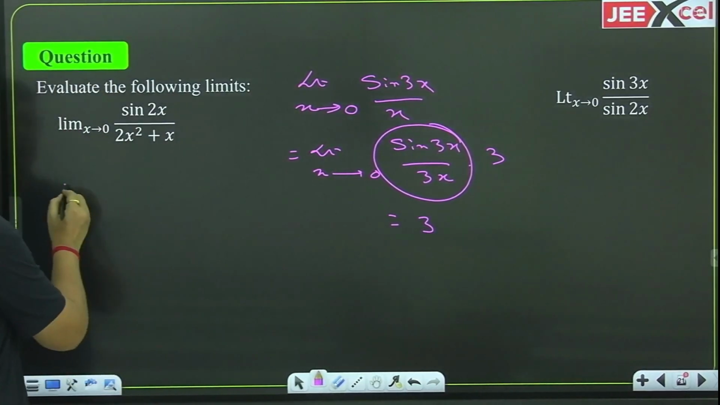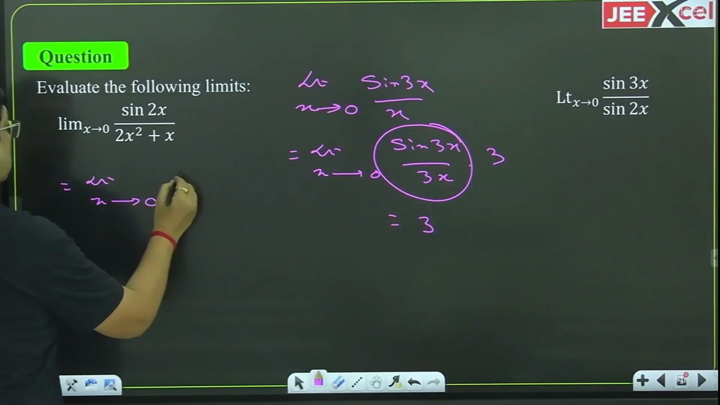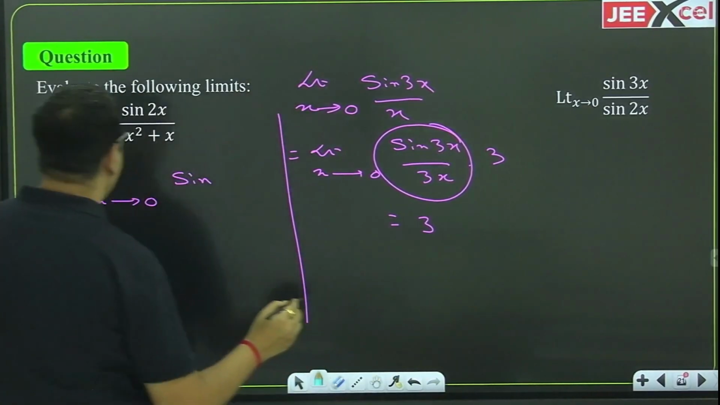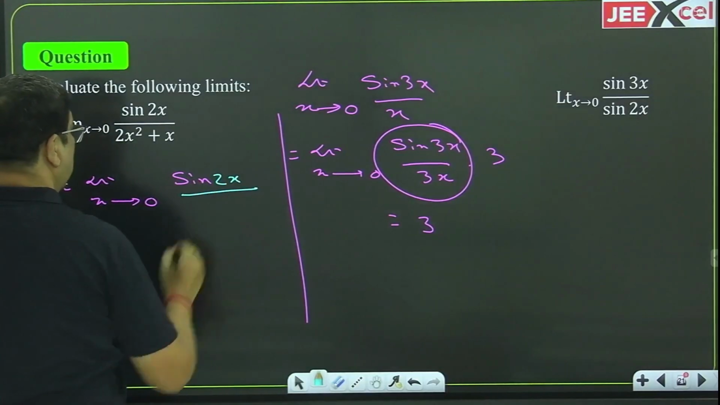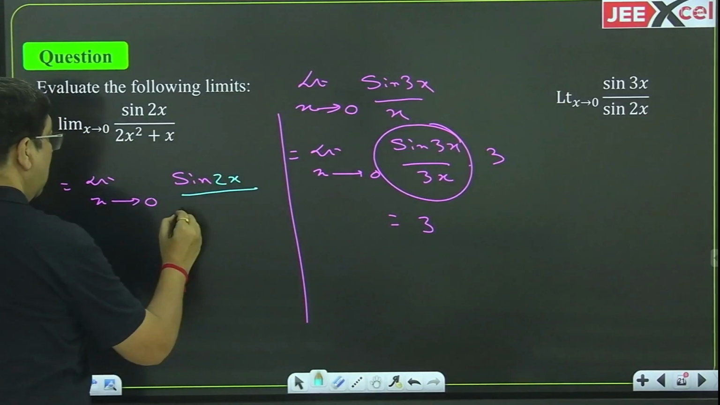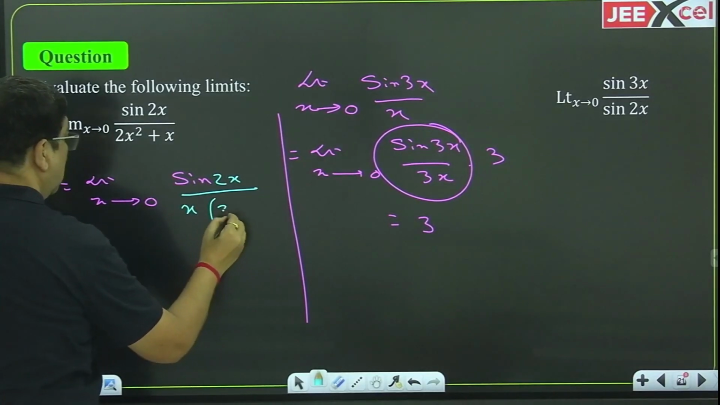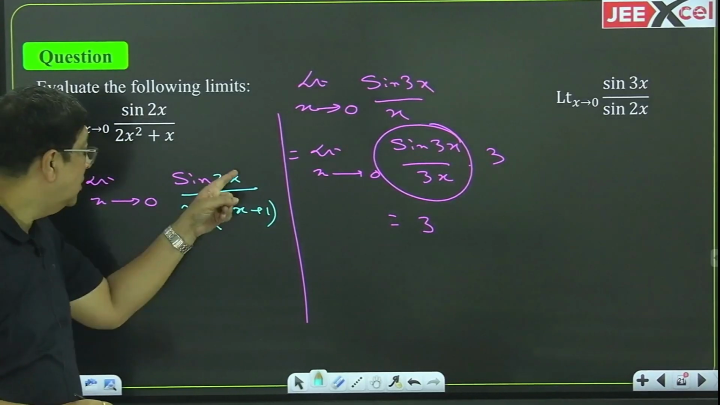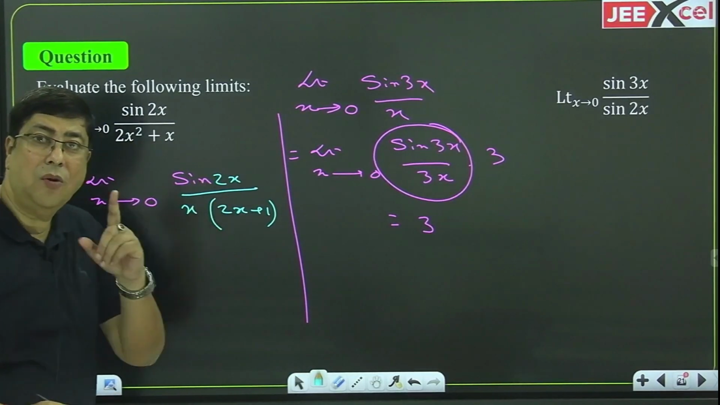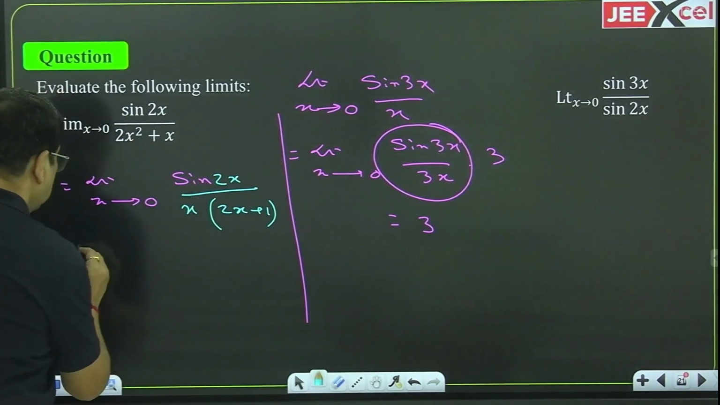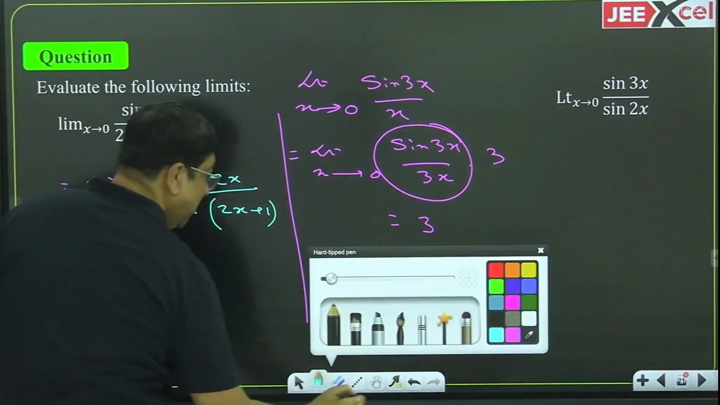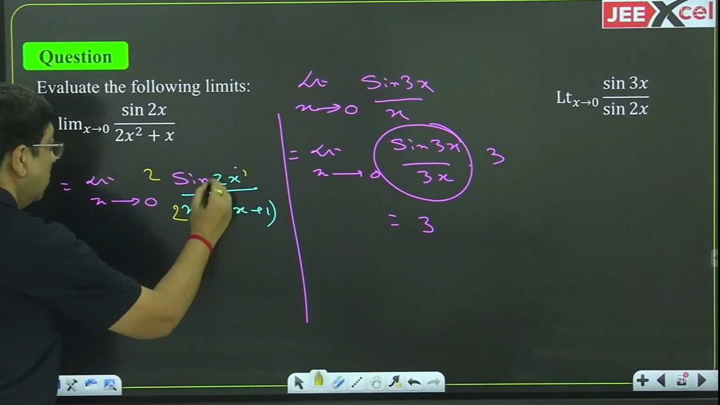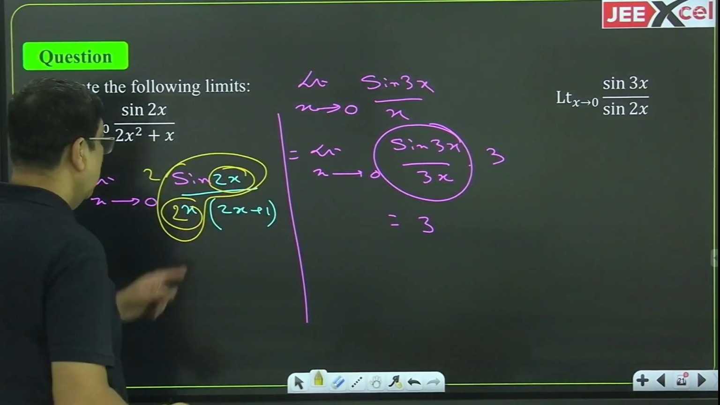For this sum, limit x tends to 0, sin 2x by... here we take x common, 2x plus 1. And once again I am saying, this and these are same, these two are same, and this should tend to 0, then only it is coming 1. Just see here, I am writing here only. We can write 2 balanced by 2. Now see, these and these are same, so this should tend to 0.